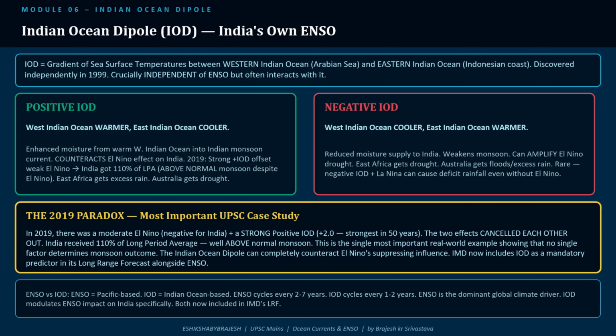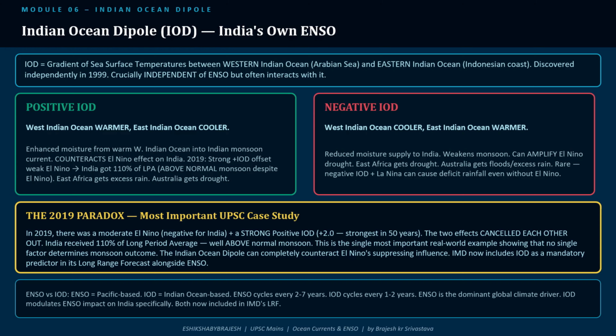Since 2019, the IMD now includes the IOD index as a mandatory predictor in its April long range forecast alongside the ENSO index. Previously, only ENSO was used as the primary predictor. The 2019 episode was a turning point in operational monsoon forecasting.